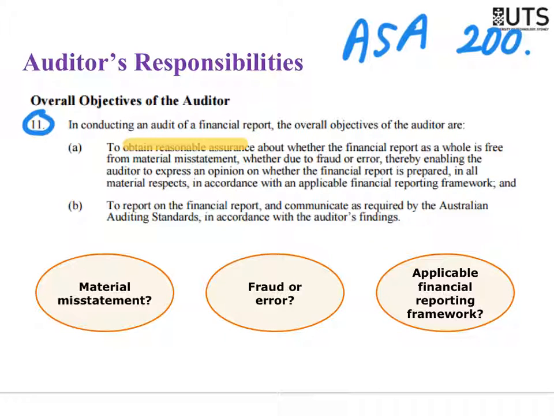By the way, sampling is a whole topic of its own, and we'll talk about that. I think it's after you come back from VC week. So we obtain reasonable assurance. It's not a guarantee. It's not absolute assurance. The level that we hold ourselves to is that of a reasonable auditor. Now, we obtain reasonable assurance about what? About whether the financial report, numbers and written disclosures as a whole is free from material misstatement.